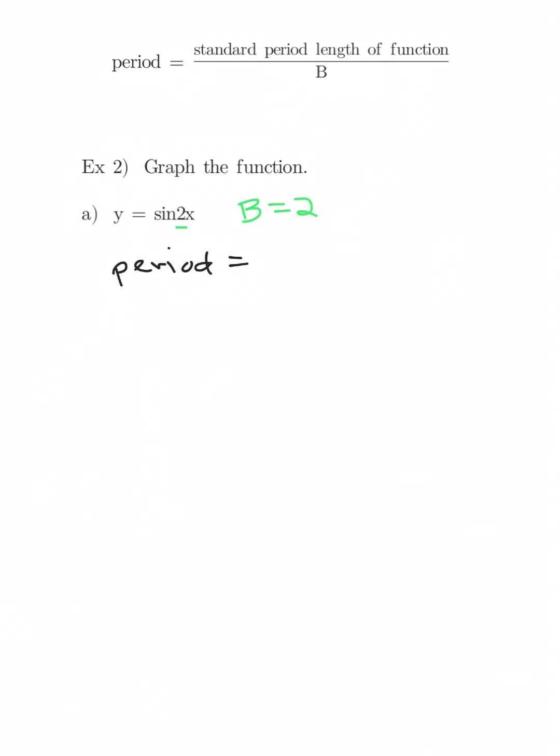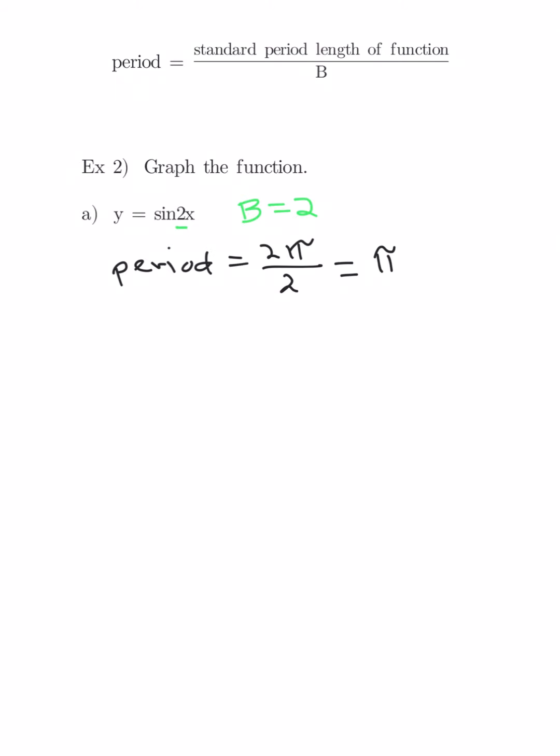we take the standard period length. Well, this is a sine. Sine function has a standard period length of 2 pi. And we divide it by whatever b is. Our b is 2. So 2 pi divided by 2 simplifies to be pi.